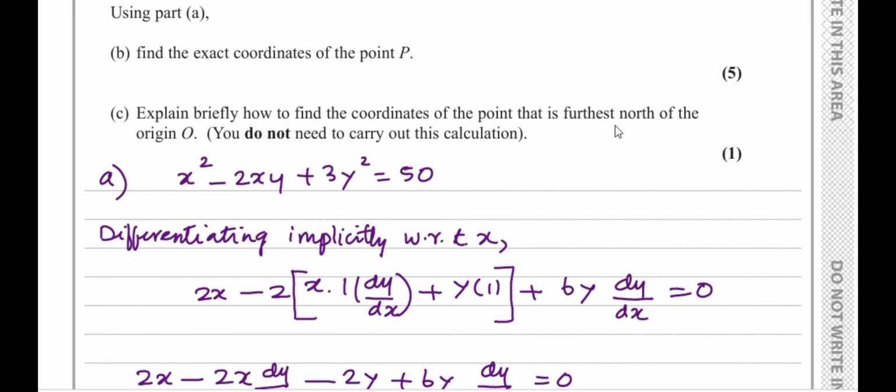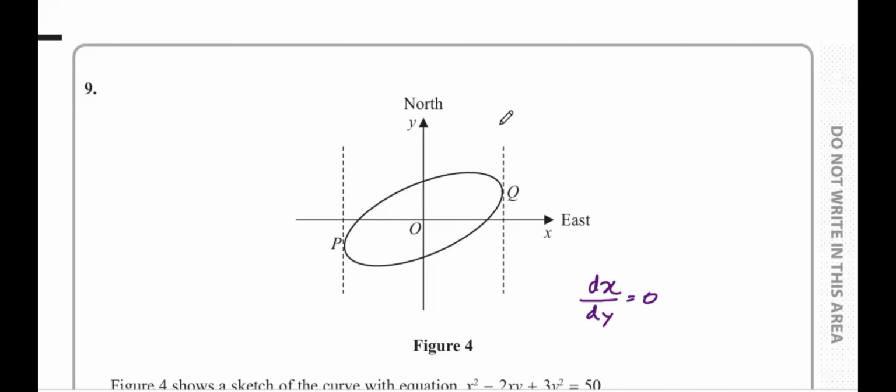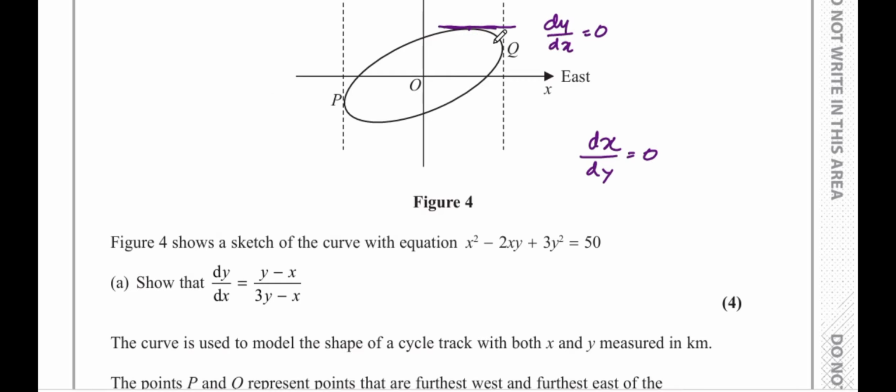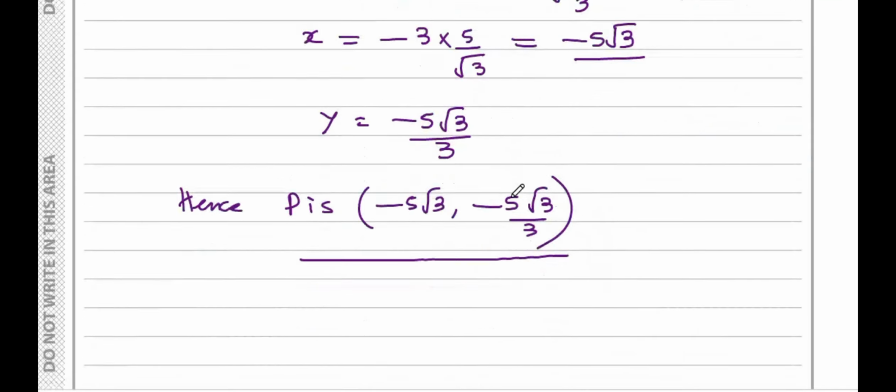So here it's furthest north. Furthest north of the origin is a turning point which is parallel to the x-axis. So it is dy by dx is equal to 0. If you can see the diagram, you'll be understanding it. Furthest north is somewhere here. So this is the turning point. If you draw a tangent, that's going to be parallel to the x-axis. Therefore, at that point, dy by dx is equal to 0. So similar to what we did for point P, instead of dx by dy, we can do dy by dx is equal to 0, and we can solve for the coordinates using the two equations.